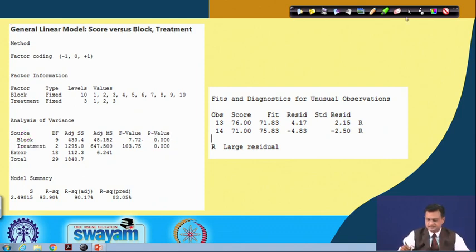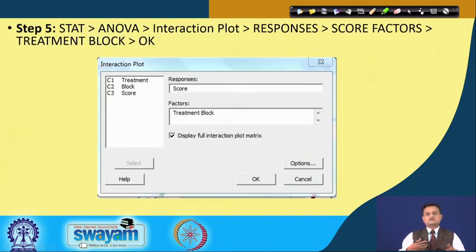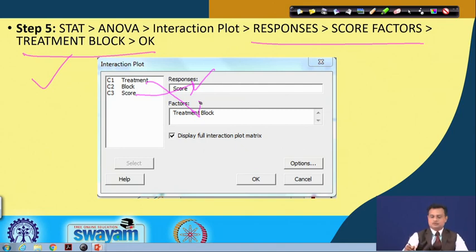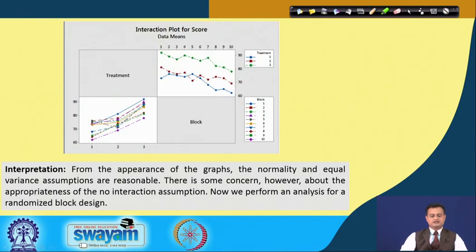So this is how you can interpret the results, and as I told, Minitab helps us to focus more on the interpretation, and you can analyze the data very easily without much difficulty or complexity in manual calculation. Then step 5, you go to Stat, ANOVA, interaction plot, because we have not yet checked the interaction. Response score, factors treatment and block. So here you drag the score, this is your C3, and then you have the treatment and block, which are your factors. Once you have done this, press OK.